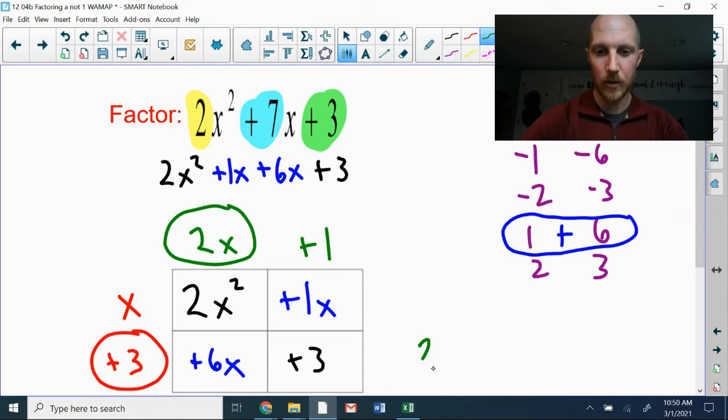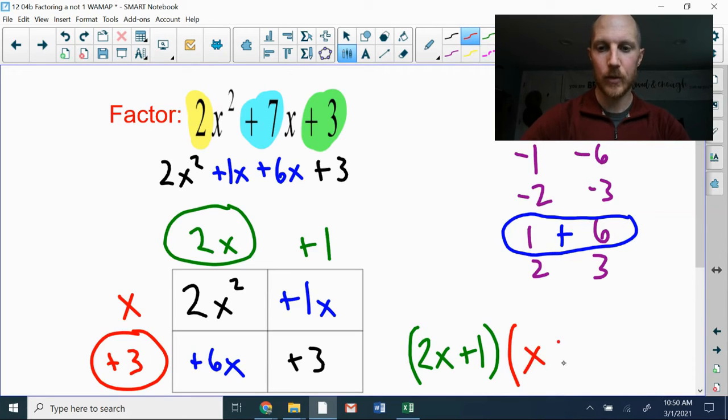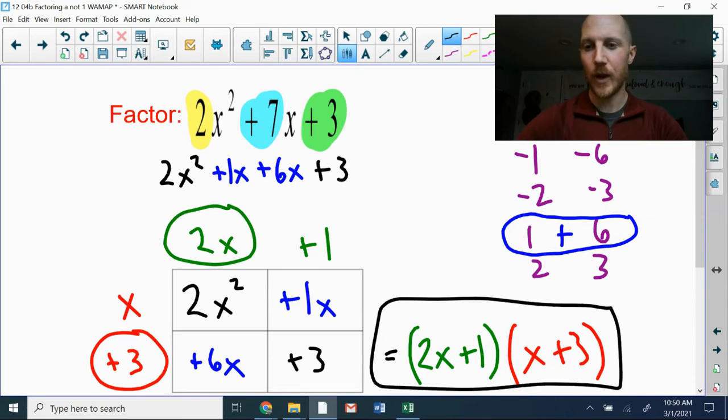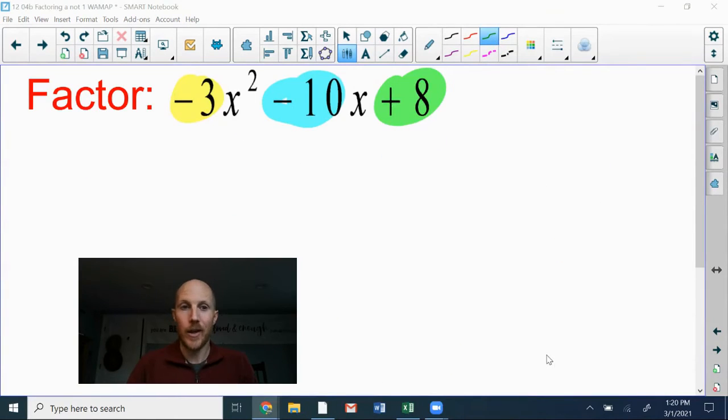That's one factor. So 2x plus 1 goes inside one set of parentheses. And those two red ones, the x plus 3, that is my other factor. Final answer. Doesn't matter which order you write your two factors. I put the green one first and then the red. You can switch them around. Doesn't matter. All right. Okay, next example, negative 3x squared minus 10x plus 8.